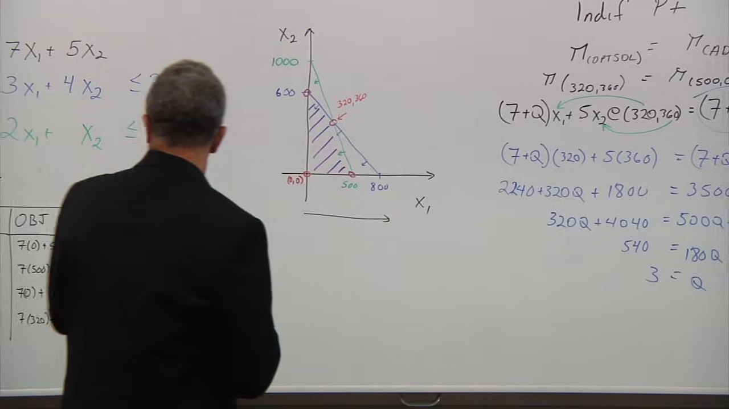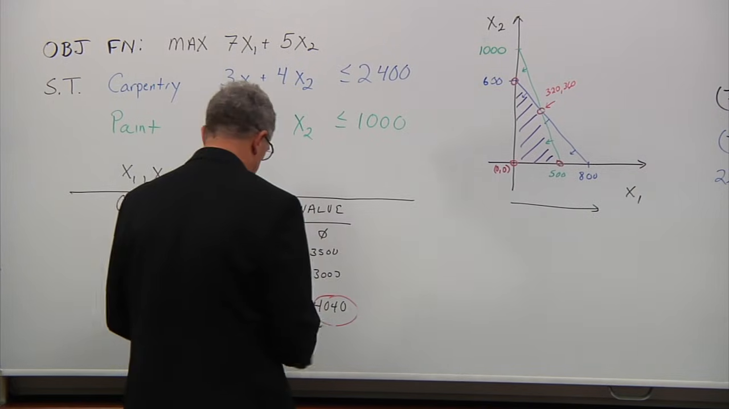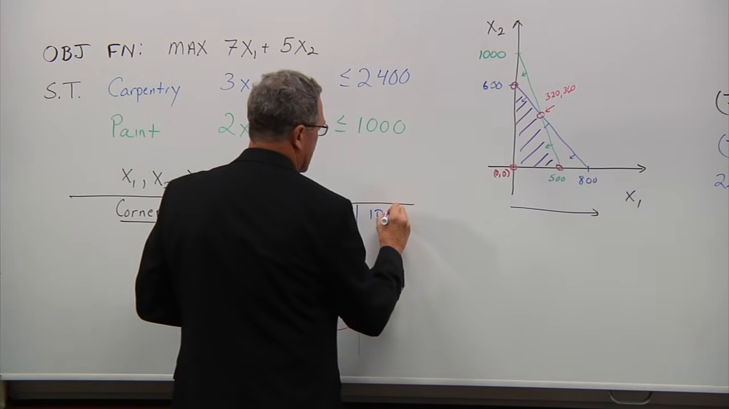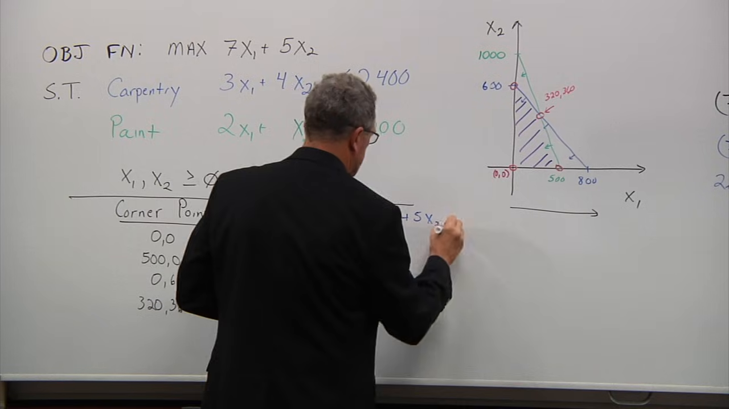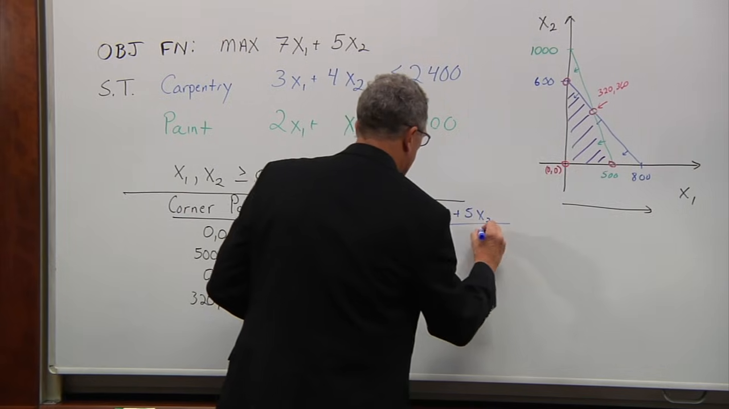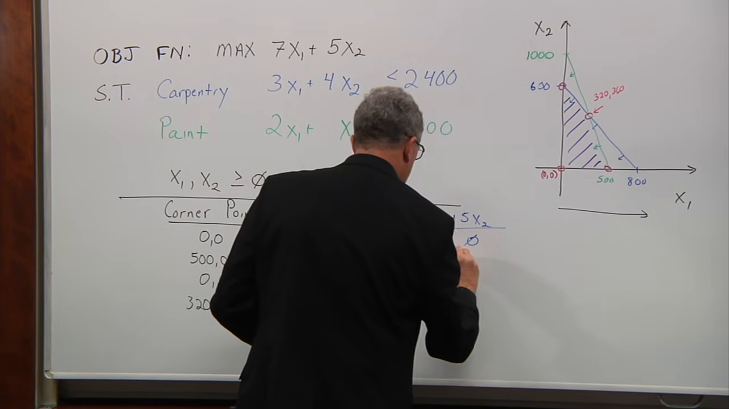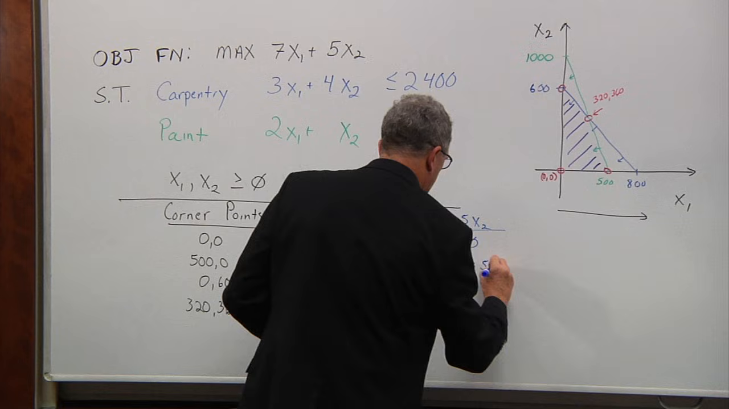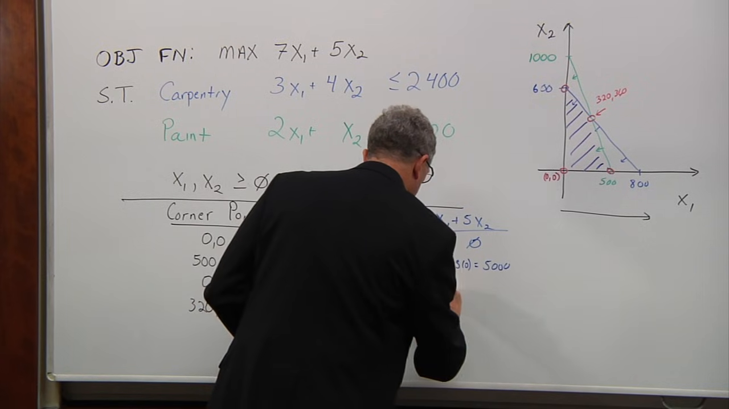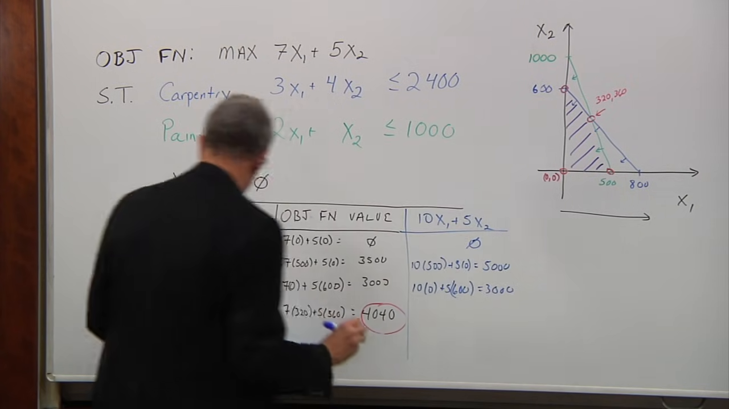All right, so we'll make this the new and improved objective function: $10 per table plus $5 per chair. Let's stick that in. 10 times 0 plus 5 times 0 is still 0. 10 times 500 plus 5 times 0 equals 5,000. So we would make $5,000 there. 10 times 0 plus 5 times 600 is going to be 3,000, so no change there.